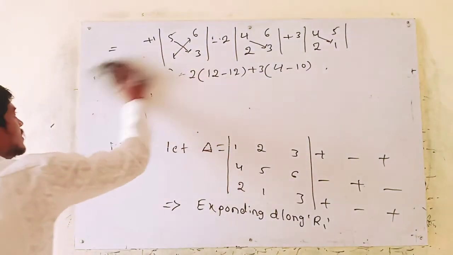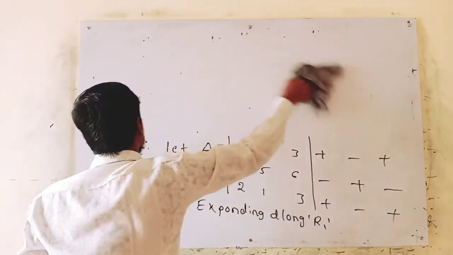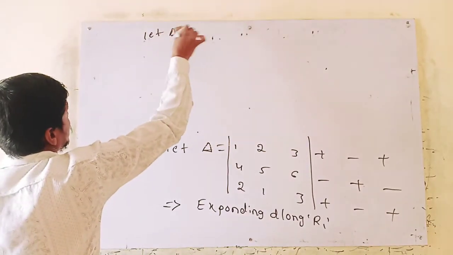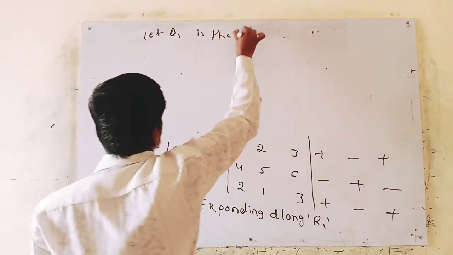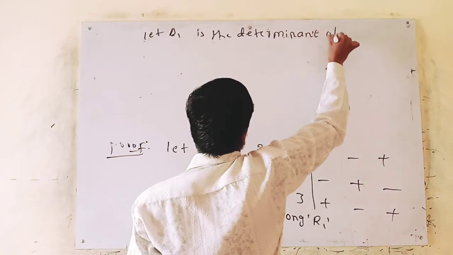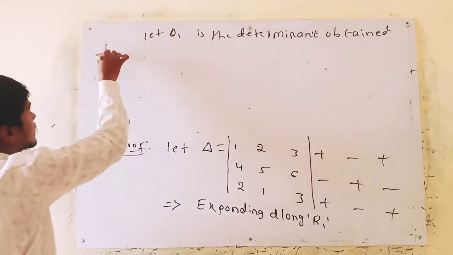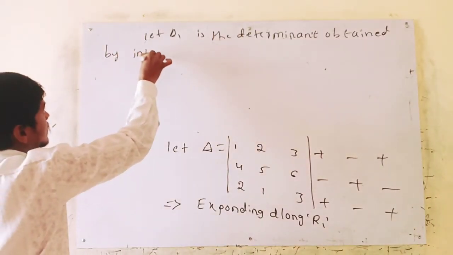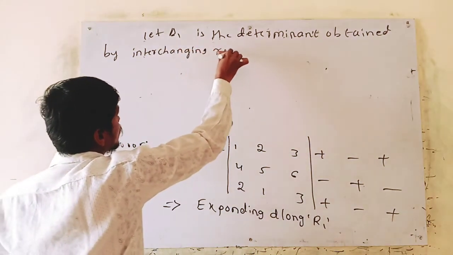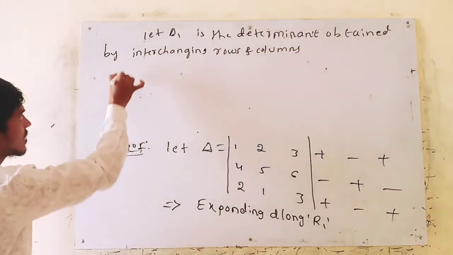Then I will take a delta 1. Let delta 1 be the determinant obtained by interchanging rows and columns. Therefore, what does your delta 1 become?